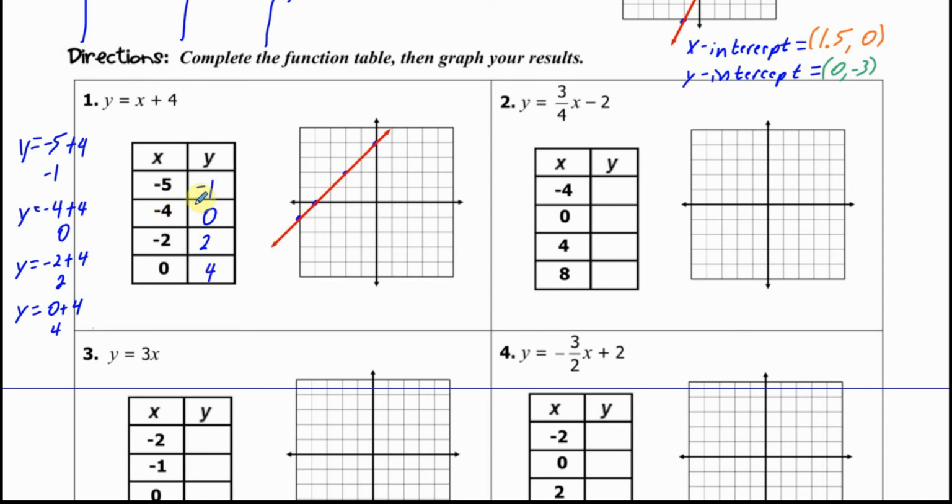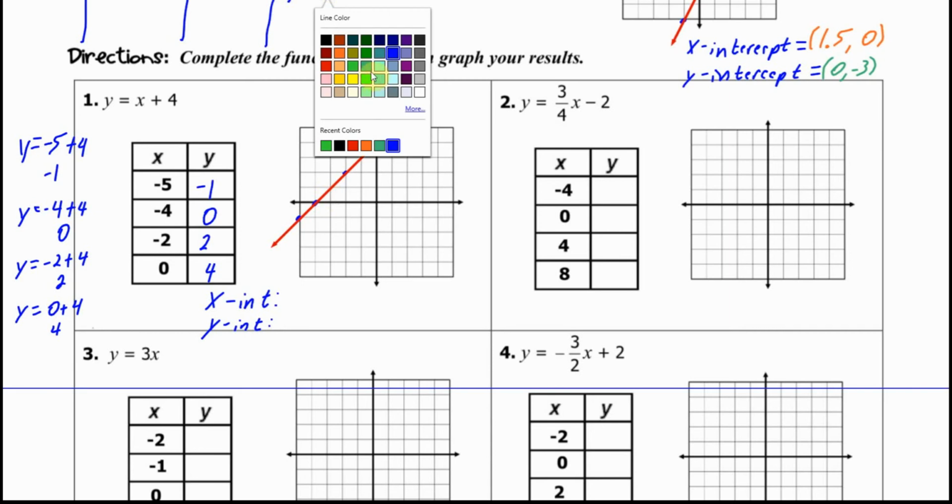And I can actually get my x and y intercepts now from the table because I see a y that's 0 here and I see an x that's 0 here. We can confirm it looking at the graph. But now for my x-intercept, I'm going to abbreviate at this point. INT is intercept, and y-intercept. Okay, so -4, 0. Just a little color coding again.